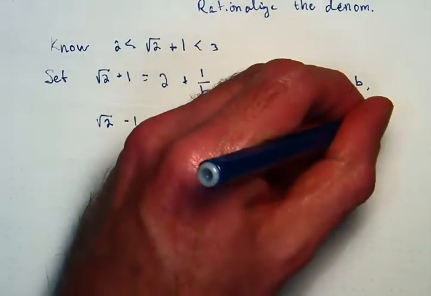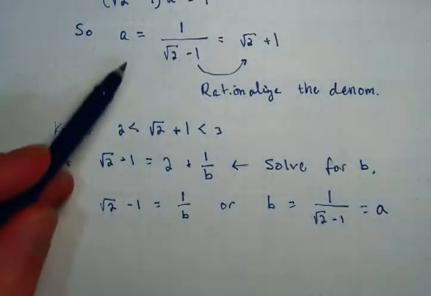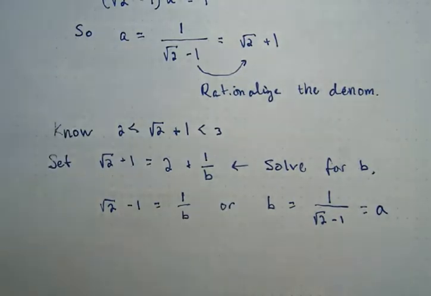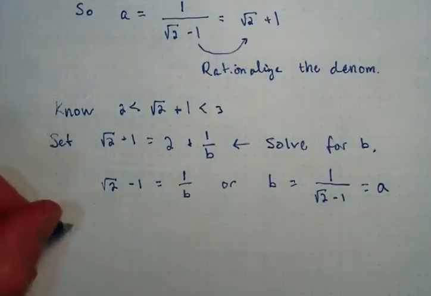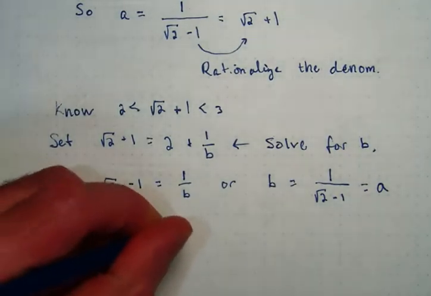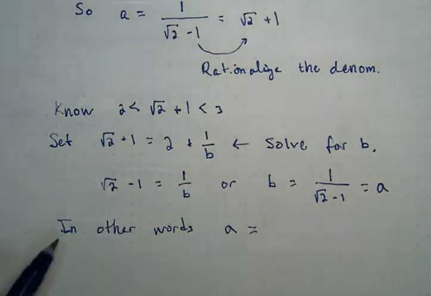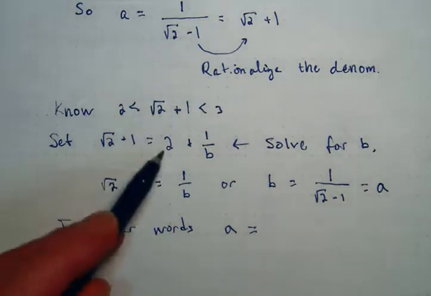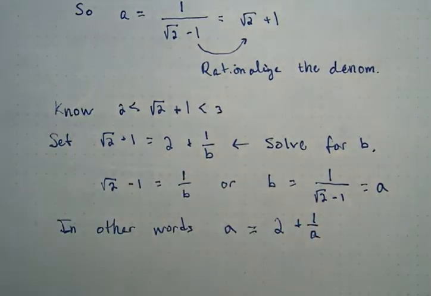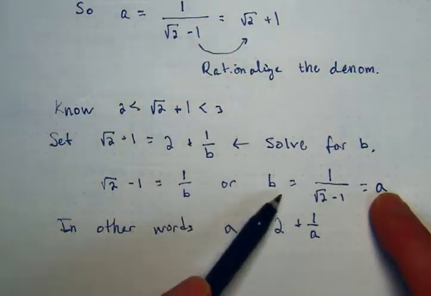But if you remember, actually, let me slide up a little here. That was what a was equal to. So this actually tells me b is equal to a. In other words, I have that a is equal to 2 plus 1 over a. So when I have this b right here, I could replace it with an a because b is equal to a.